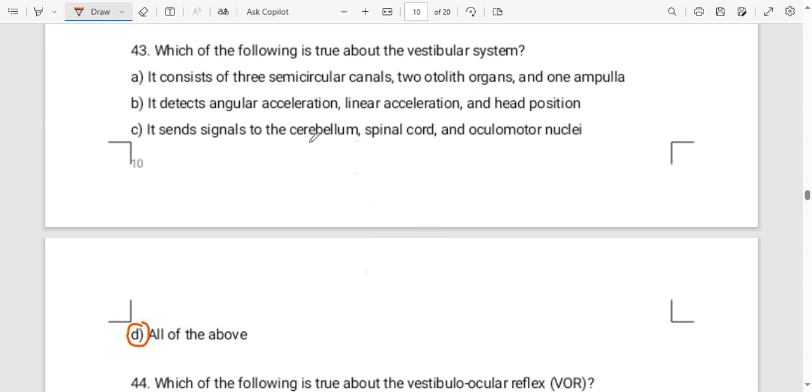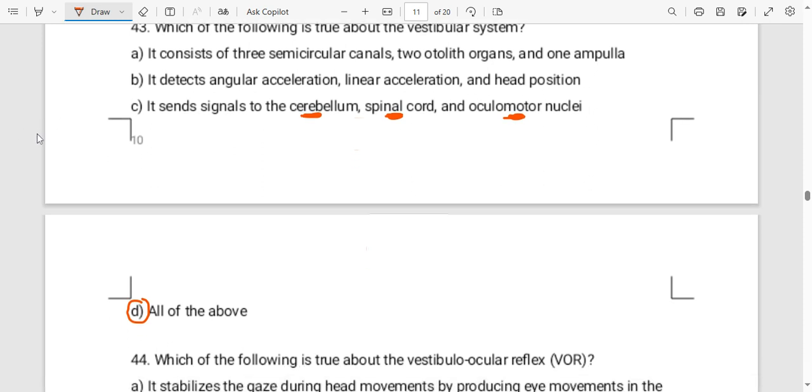Remember the vestibular, the inner ear is related to the cerebellum for balance, also to the spinal cord so that you can be able to move your muscles in order to maintain balance. Oculomotor nucleus so that you can be able to fix your gaze on one thing to be able to maintain balance.